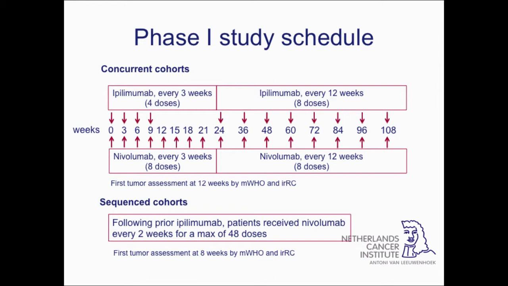So ipilimumab was given 4 times every 3 weeks, as it is always given, but then went on to maintenance after 24 weeks for 8 doses. Nivolumab was also given every 3 weeks, but then for 8 times, and then also went on to the maintenance therapy for 8 doses every 12 weeks. Tumor assessment was performed at 12 weeks by modified WHO and immune-related RECIST criteria. In a sequence cohort following prior ipilimumab treatment, patients received nivolumab every 2 weeks for a maximum of 48 doses, so that was a slightly different schedule.